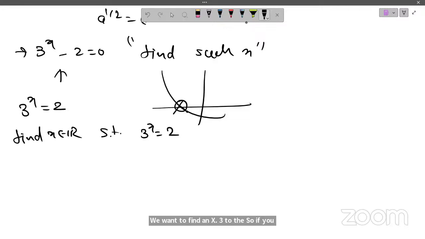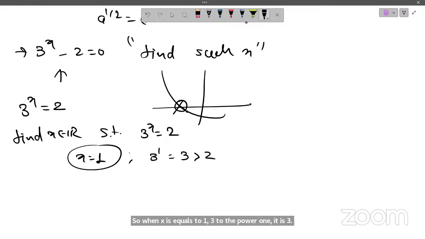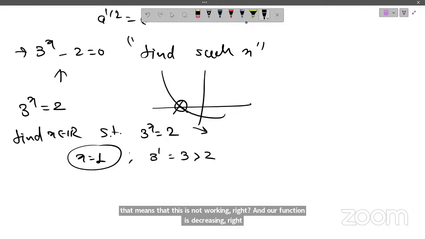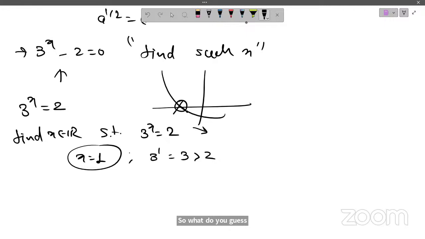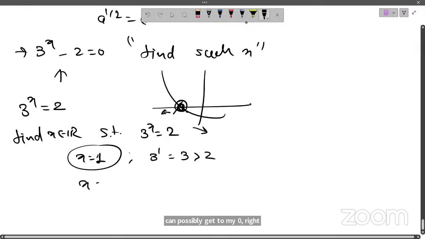If you want to solve it without using logarithm, you will take x equal to 1. Observe what happens. When x is equal to 1, 3 to the power 1 is 3, which is greater than 2. So that means this is not working, right? And our function is increasing, so what is your guess? If I take x more to the left, I can possibly get to my value, right? Yes, x should be less than 1.